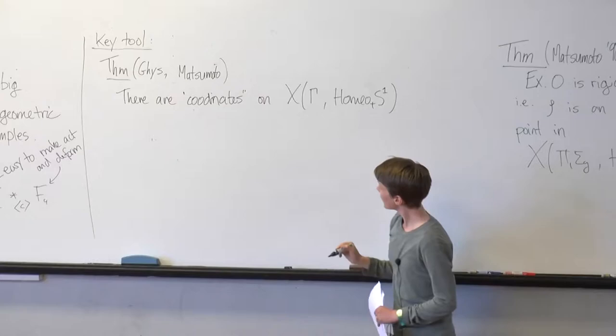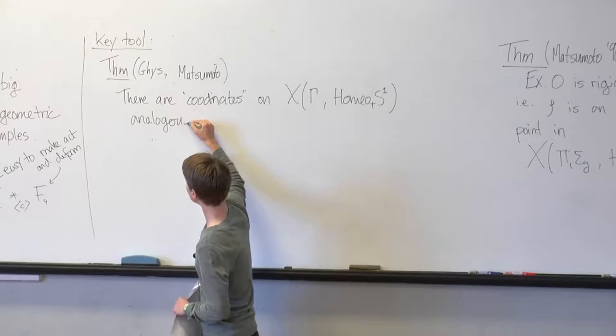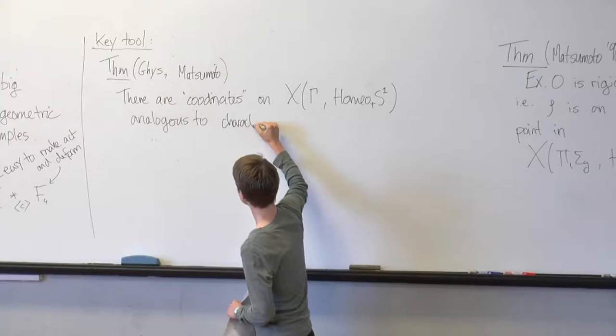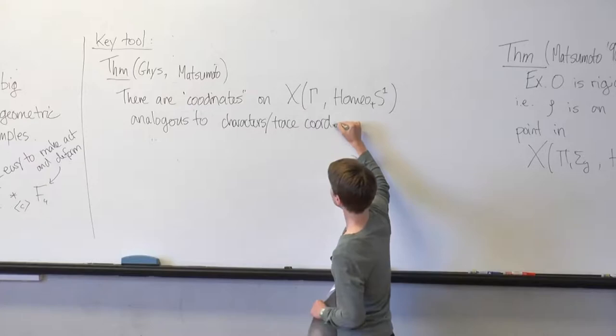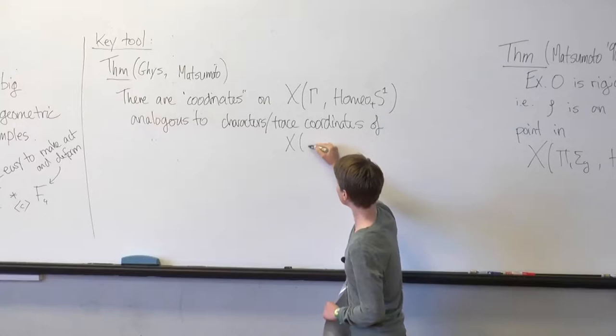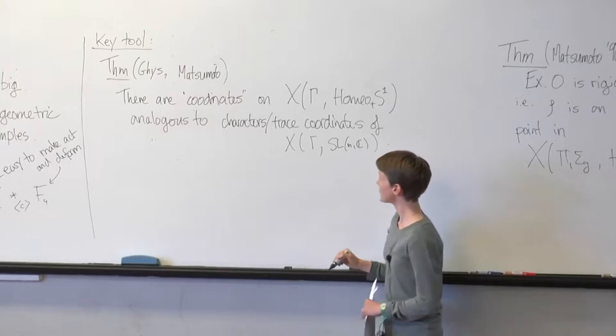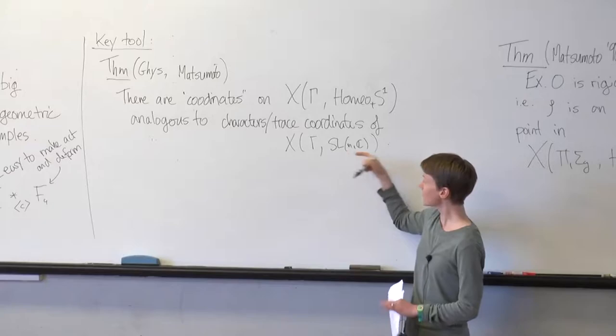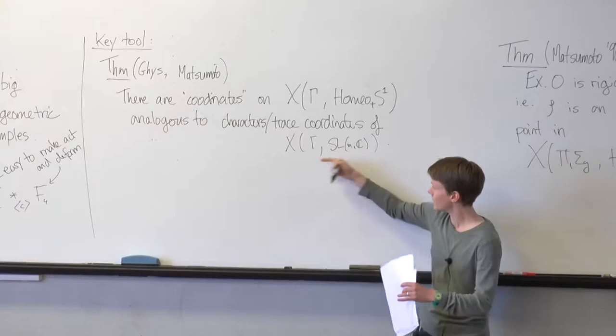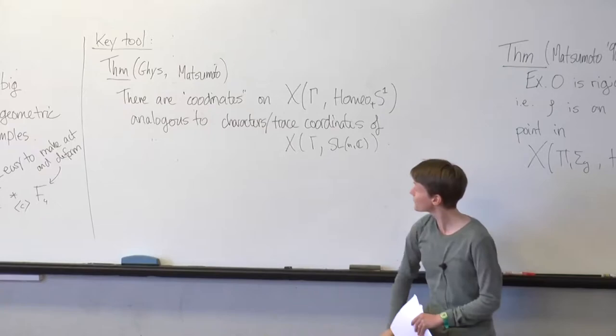Analogous to characters or trace coordinates of representations into SLNC. Okay. So taking SL2C to be concrete, if you have a representation of a group into there and you know the trace of everyone, theorem, you know the representation up to conjugacy unless it was upper triangular, basically. Okay. This space has the same kind of thing.